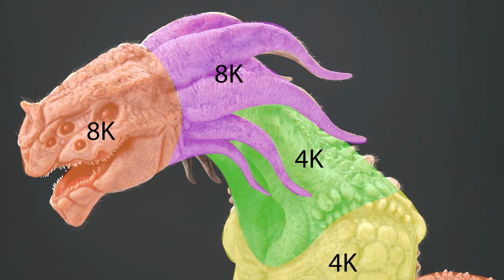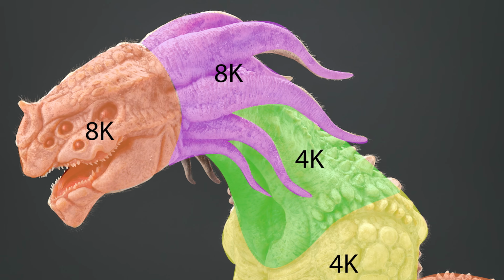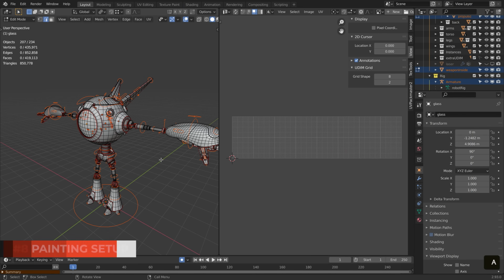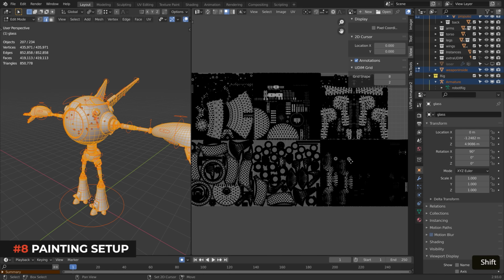Thanks to all of this, the painting process remains in a big part as a non-destructive workflow, giving me more freedom for anything I create. Now let's talk about the painting setup. Once your UV layout is done, then your model is ready for texturing.